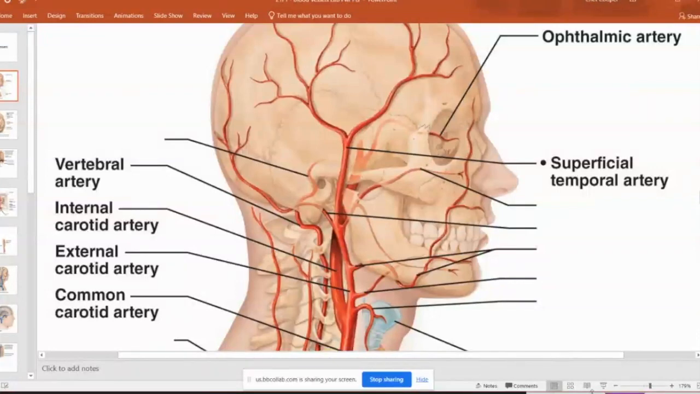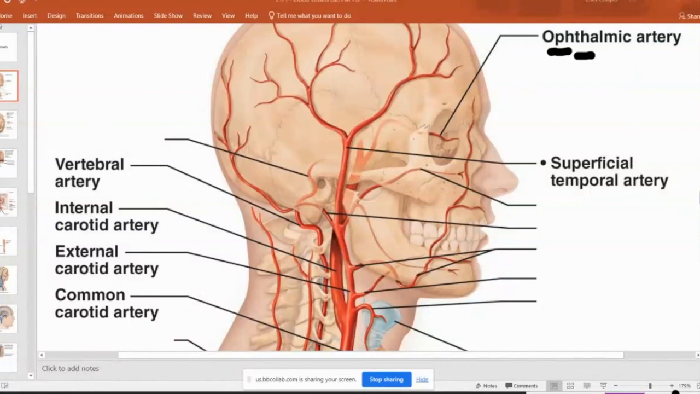O-P-H-T-H. I always point that out, because I want to help you with the spelling. O-P-H-T-H. Ophthalmic artery. So these are the remaining arteries that we need to know, kind of zoomed up there. I would suggest you go ahead and get a picture that has them at that zoom level, because that's meant to make it a little easier to learn.